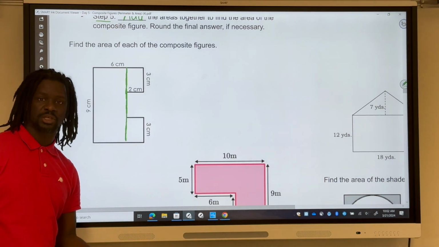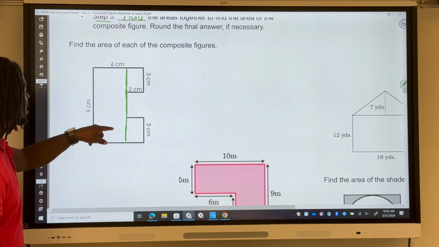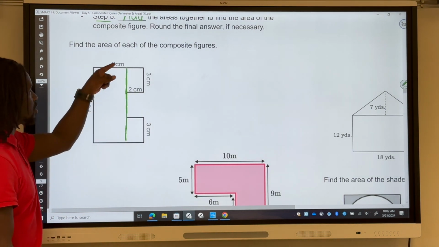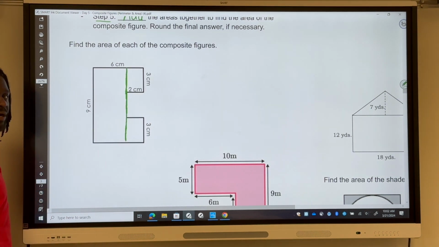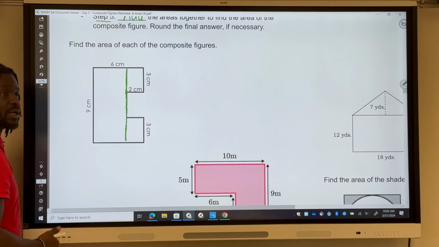Now, when I divide my shape, what shapes do I have? Well, I end up with just 3 different rectangles. Okay, I got a rectangle here and then 2 smaller ones there. All right, so step 2 is I'm going to write down the formulas for each shape.